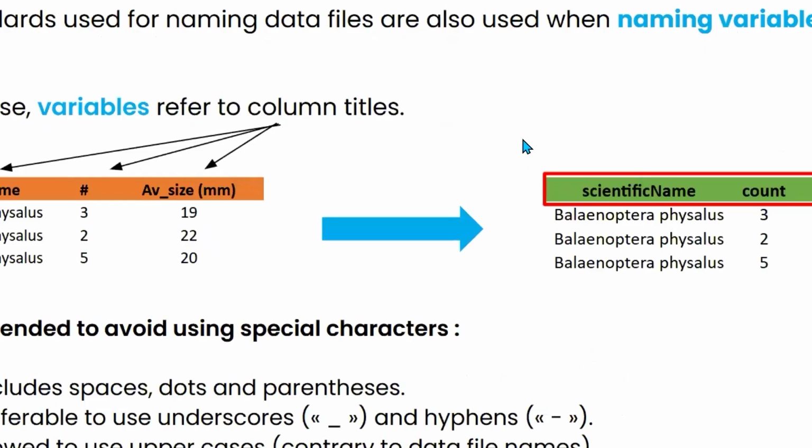And when it comes to naming our variables, the best practices are a bit the same as for the naming of files. So you want to avoid using spaces, dots, and parentheses. Try to limit yourself to underscores and hyphens if you have to use special characters. Although, contrary to data file names, you can still use uppercase. Let me show you what camel case is. For example, here scientificName is 2 words, but with no spaces, and the second word starts with an uppercase letter. So try to avoid special characters.